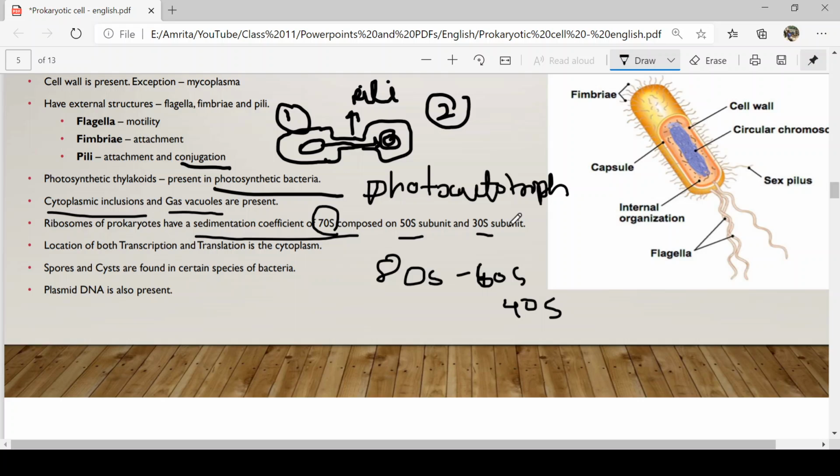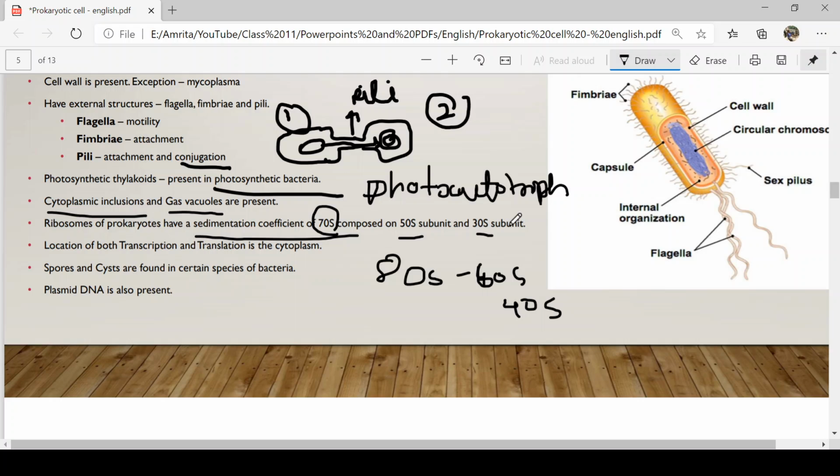Similarly, ribosomes of prokaryotes also have a sedimentation coefficient. Now, if you spin it together as such, they settle at 70 S. S is Svedberg unit. It's a unit to denote the sedimentation coefficient. S is nothing but Svedberg unit. Now, if I am taking the prokaryotic ribosome just like that and spinning it, I am observing that it settles down at the position 70.